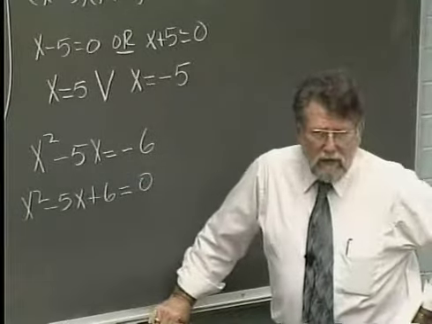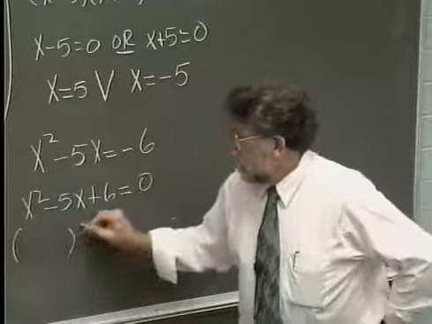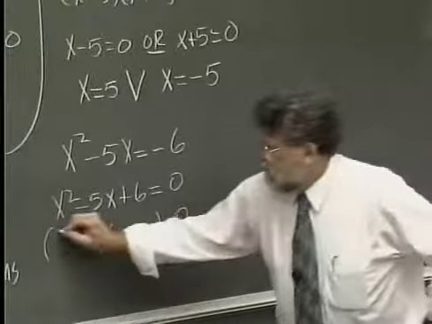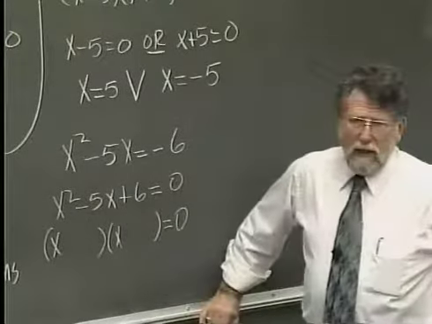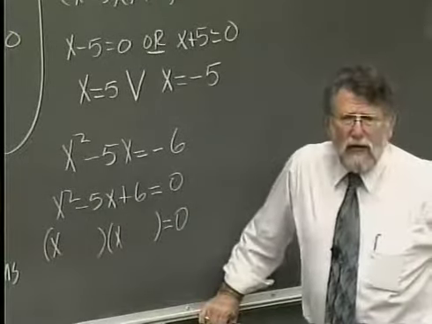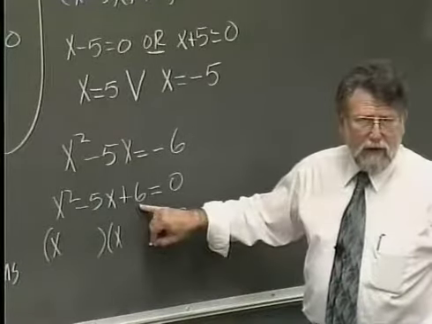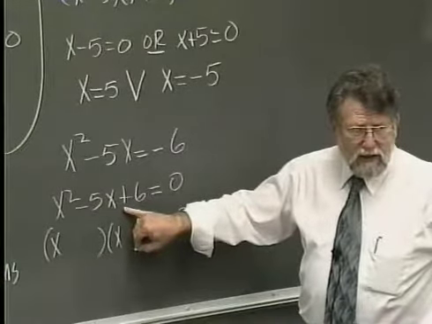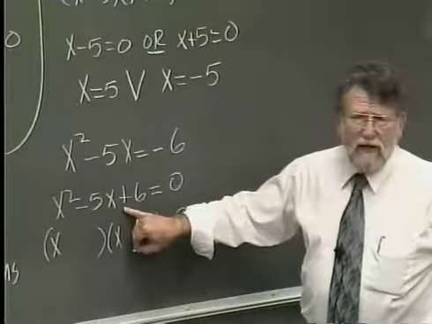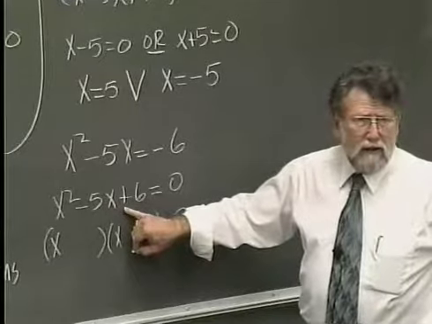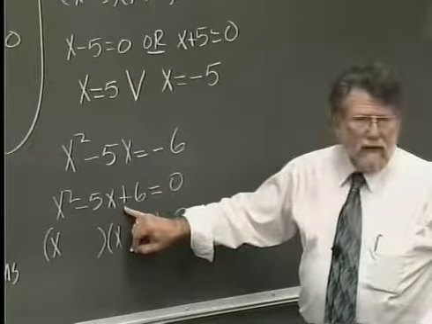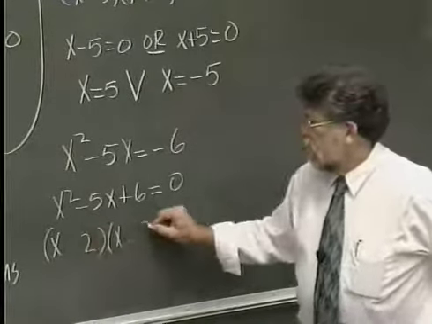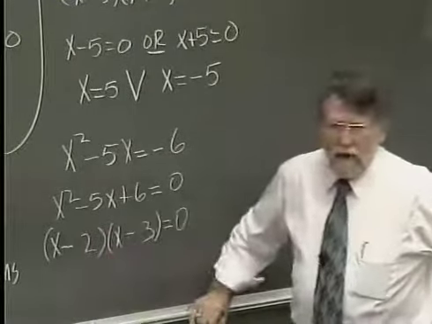Then, if there's hope, I have to be able to factor it into these two binomials. I know I have to have an x and an x, and I can have a 2, 3, or a 1, 6. But the key is what? The last is positive. So I have to add, so I can't use the 1, 6, I'd have a 7. But if I'm going to add, a 2, 3 will do it. Both have to be negative.